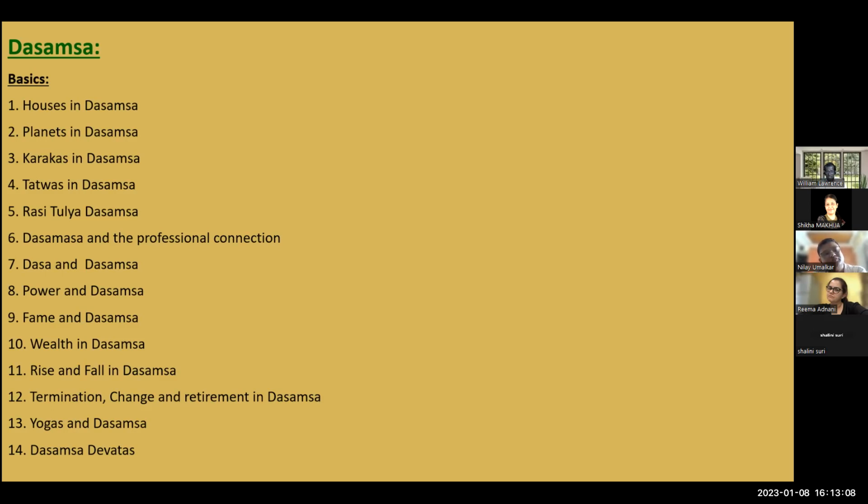And see, Dasa is very, very important. When you run a particular Dasa, where it is in D1 and D9 or any other Varga, and where it is in Dasamsa will mean a completely different picture.